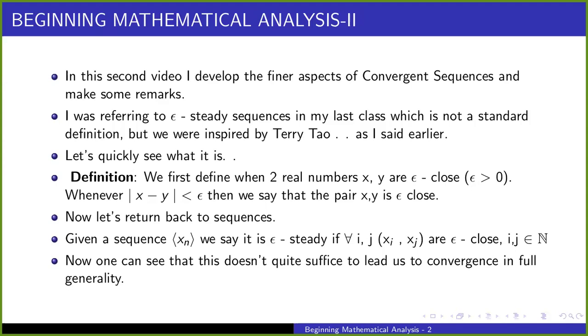For example, even if you look at the simplest one, like the constant sequence, let's say 1, 1, 1, 1. We know that constant sequences are always convergent, but this definition doesn't quite say that they are epsilon close. Sorry, I think this is straightforward, but this one will definitely be epsilon close.